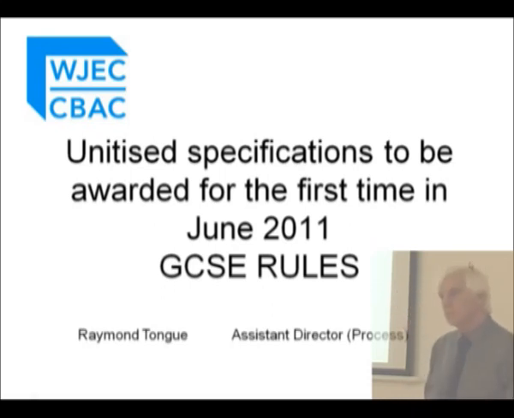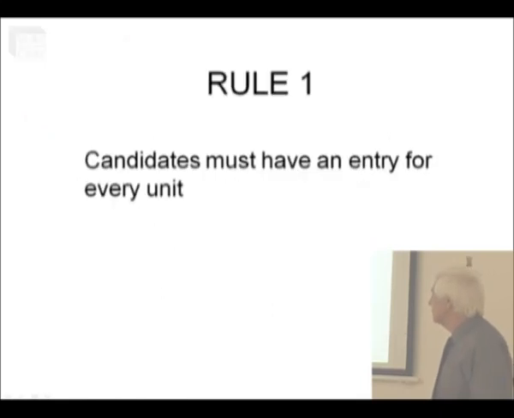The first rule is that candidates must have an entry for every unit. When you do a linear spec, at the end, you sit papers in all the different parts. With a unitised spec, you can do units as you go along, but you must have an entry for every unit. You must do every part of the course.